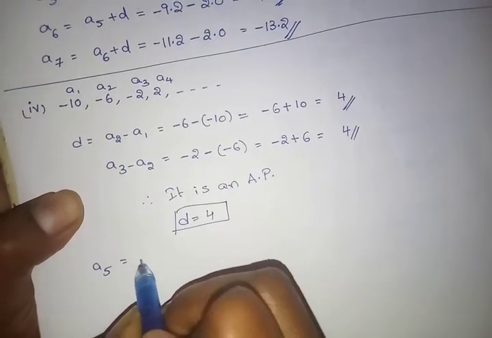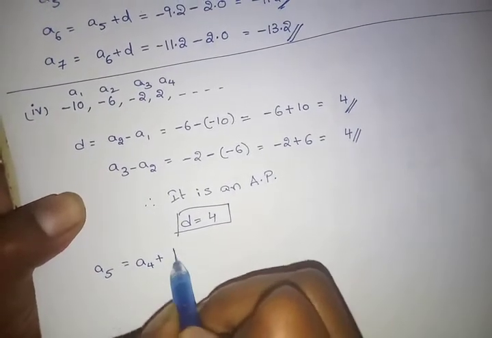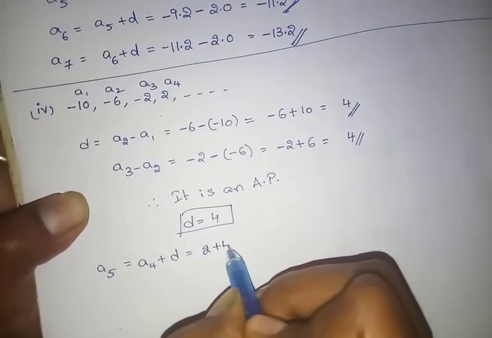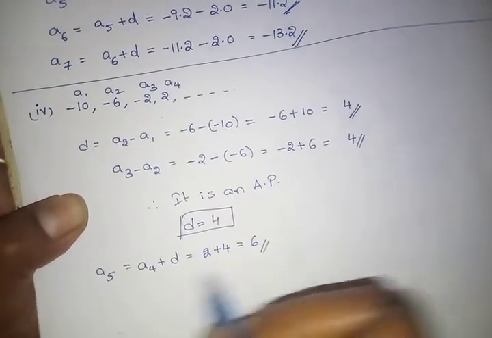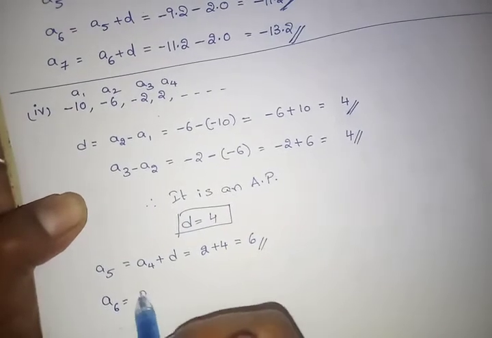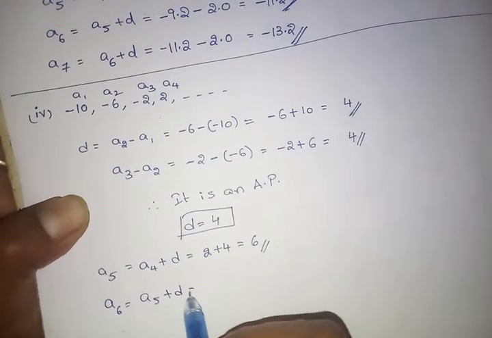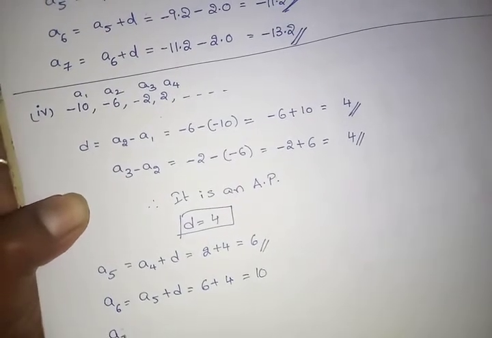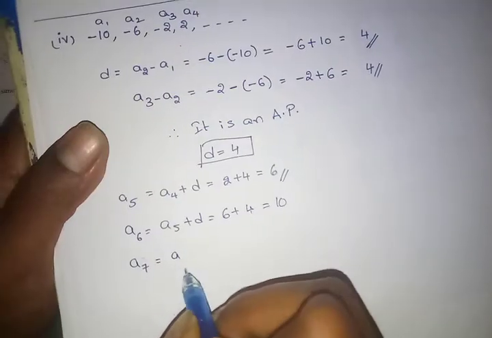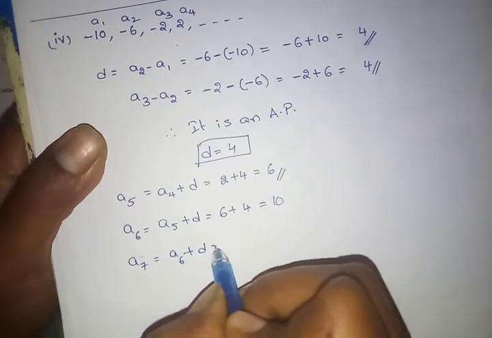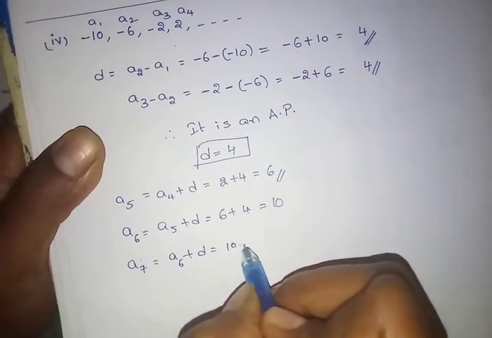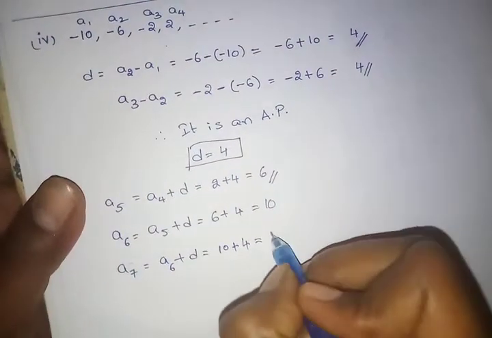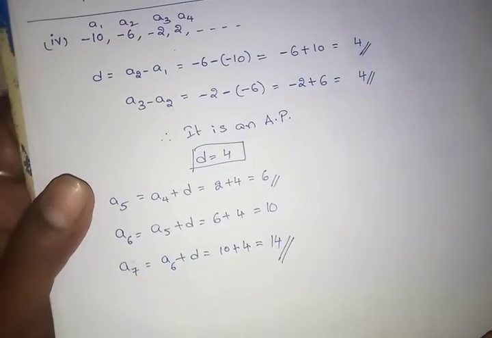Then what we have to find? A5 equals to A4 plus D. What is A4 value? 2. 2 plus 4. How much is this? 6. A6 value? A5 plus D. That equals to 6 plus 4. That equals to 10. A7 value? A6 plus D. That equals to 10 plus 4. That equals to how much? 14. That's all. Problem is completed.